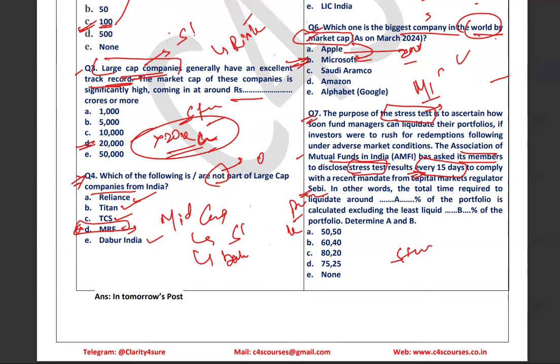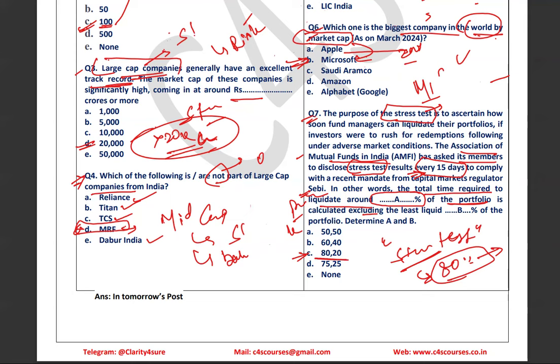So under the stress test, what happens? The total time required to liquidate what percentage of the portfolio? It is 80%. Under the stress test, a company needs to give the time in which it is going to liquidate 80% of its assets, excluding the remaining 20%. Under the stress test mechanism, 80-20 is the right answer.